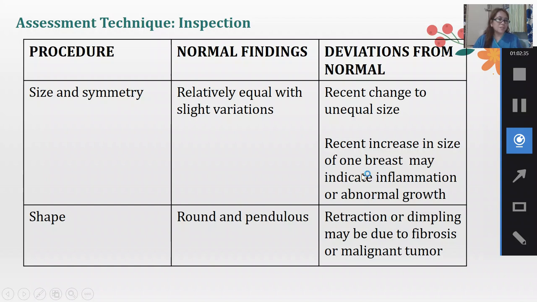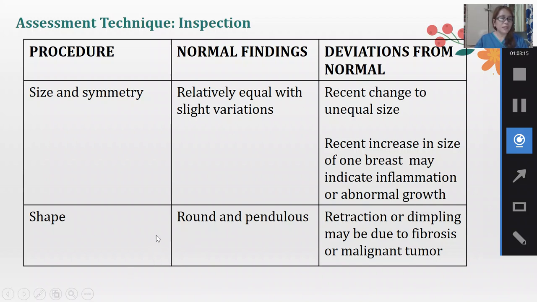Okay. And then procedure or technique in assessment, you have to use the inspection. So you have to check the size of the breast and symmetry. Okay, you have to check right and left should be relatively equal with slight variation. So hindi dapat malaki yung isa, maliit yung isa. Okay, so may problem yan if there is recent change to an unequal size or recent increase in size of one breast that could be indicative of inflammation or abnormal growth.